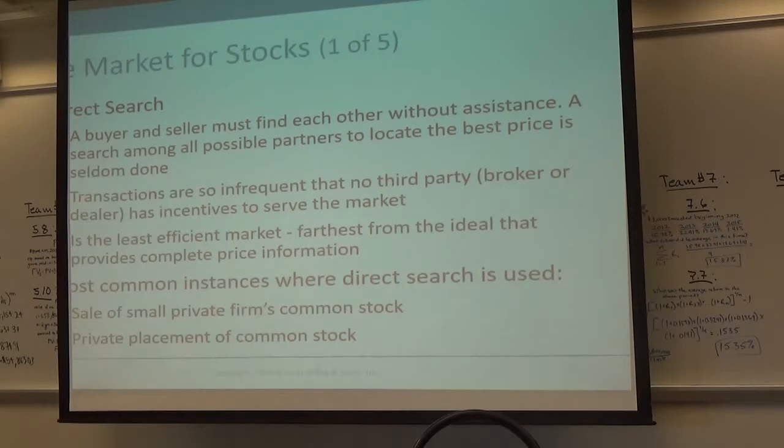The market for stocks. Direct search. A buyer and seller must find each other without assistance. A search among all possible partners to locate the best price is seldom done. The most common instances where direct search is used are the sale of small private firms' common stock and private placement of common stock.